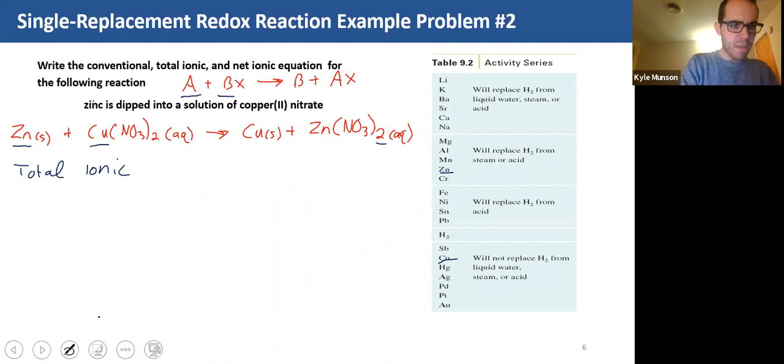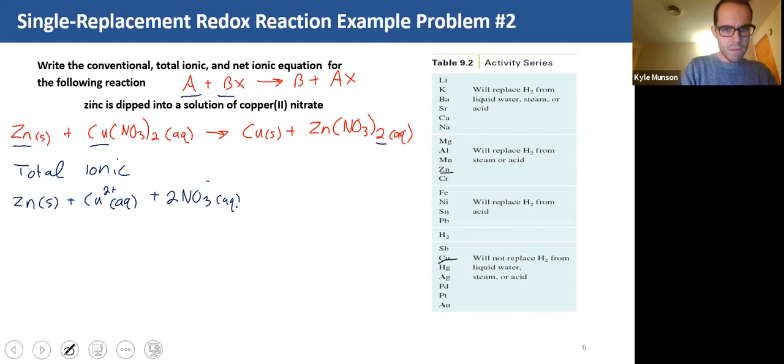So we're going to have zinc, copper ion, plus 2 nitrate anions, copper solid, plus zinc ion, plus 2 nitrate. Okay, so that's the total ionic, right?